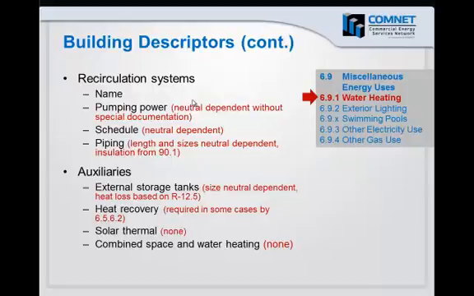For auxiliaries, the size of the auxiliary tank, external storage tank, is neutral dependent, but the heat loss is based on an R-12.5, which is specified in the standard. There's no solar thermal, and there's no combined heat and water in the baseline building. The baseline building may, in some cases, have heat recovery when this is required by section 6.5.6.2. There's a requirement there that requires heat recovery in a few cases.